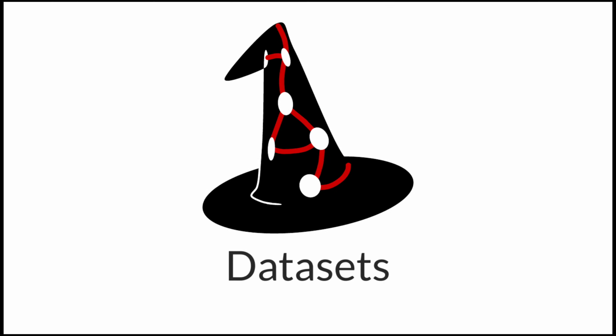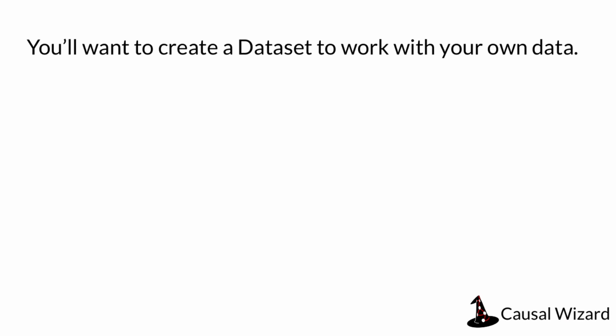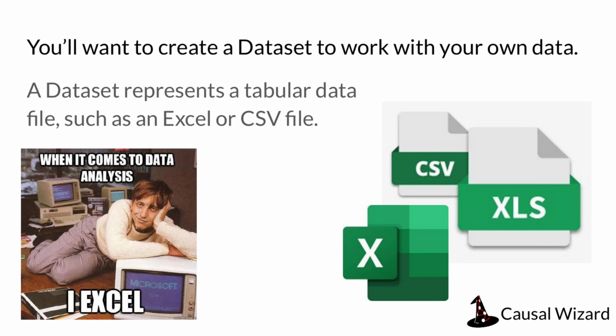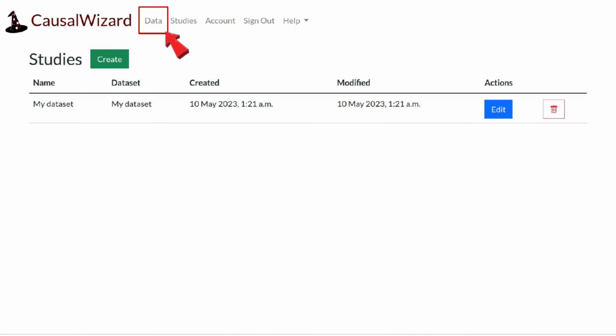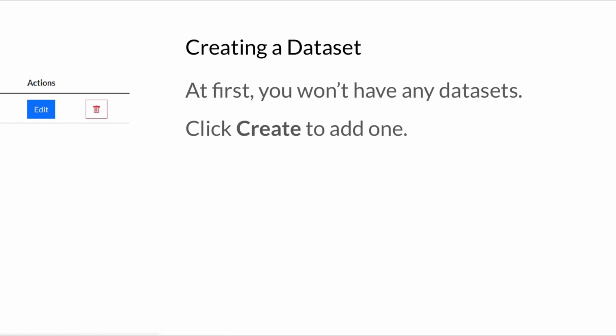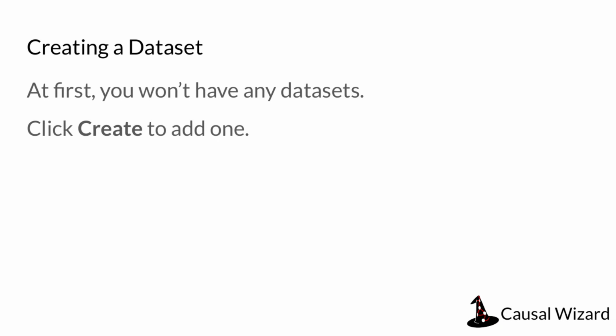Datasets. You'll want to create a dataset to work with your own data. A dataset represents a tabular data file, such as an Excel or CSV file. Click Data in the menu bar to go to the Datasets page. At first, you won't have any datasets. Click Create to add one.